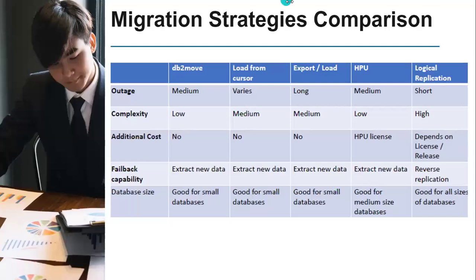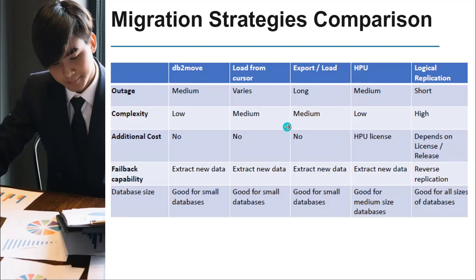So as I said, migration strategies, comparison. As I said, migration tools, software, and utilities. So here we are. In DB2, we have certain inbuilt utilities. There are additional capabilities which come along with the DB2, but we need to pay a little more to the vendor, I mean IBM. So when I talk about the first row, if you see, it's DB2 move, load from cursor, export load, HPU, logical replication. We'll talk about these items in detail in the next sections of this particular video.